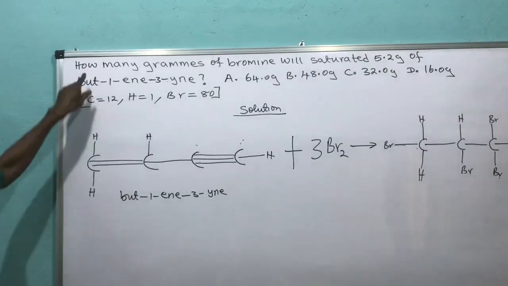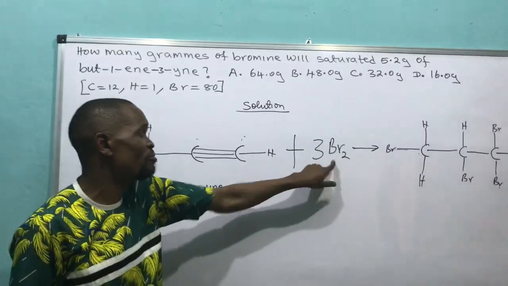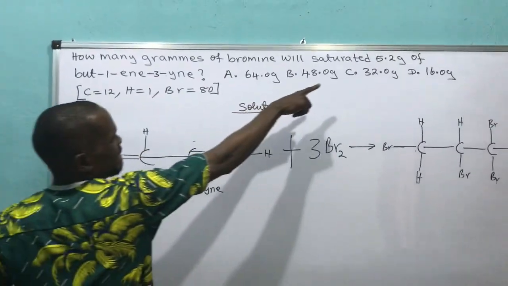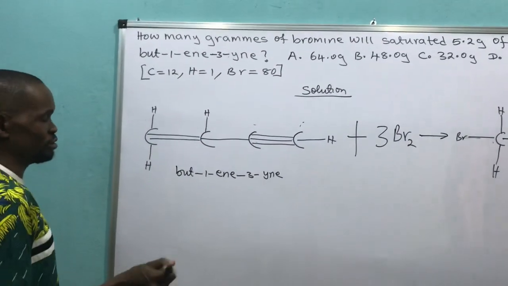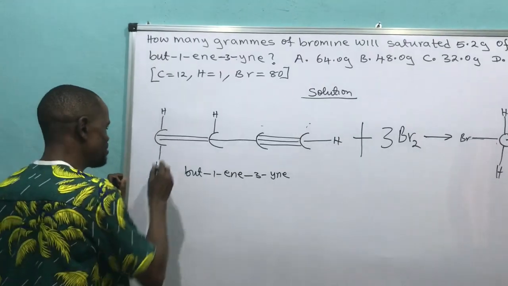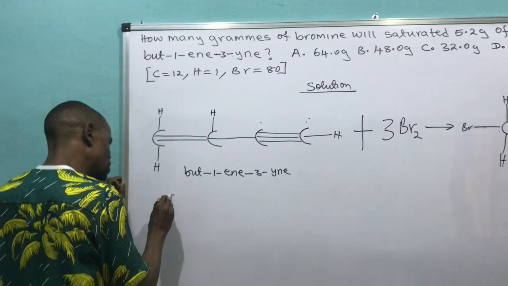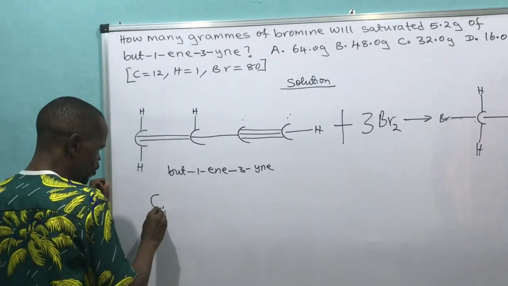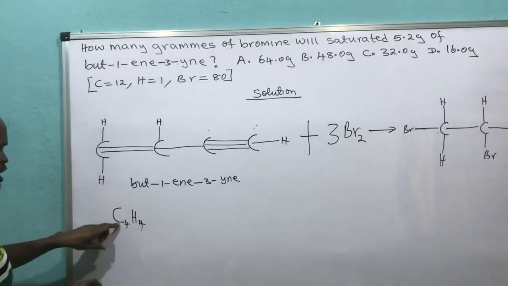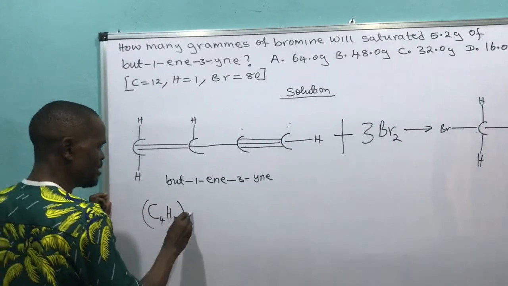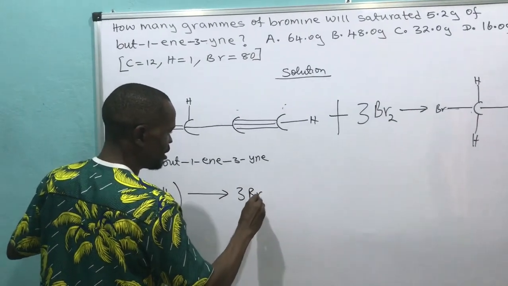Then therefore, what they now ask me: how many bromine will saturate this? That's this number of bromine. But look at it, they asked me in gram, which is 5.2 gram of what? Bromine. So now I cannot say, this compound which I have here, how many carbon is it? I'll write it as C4H4, that will give me 3 bromine. Are you getting what I'm saying now?